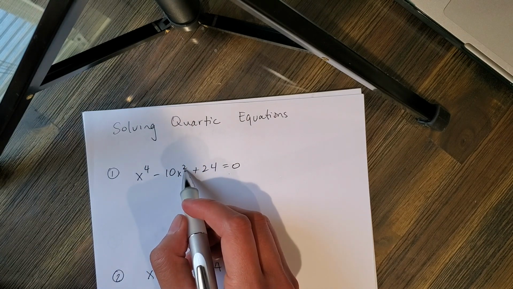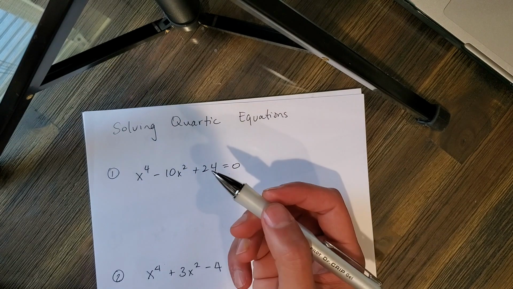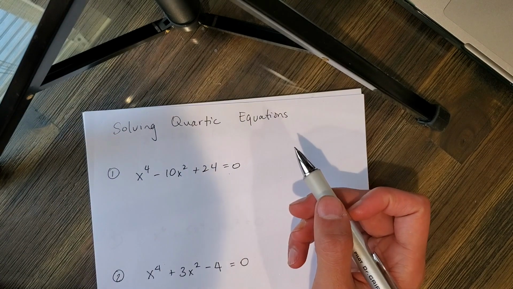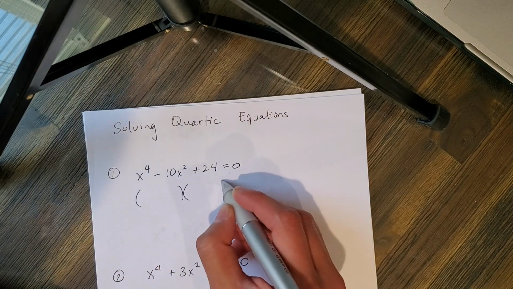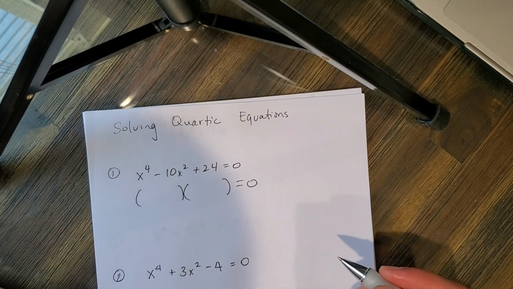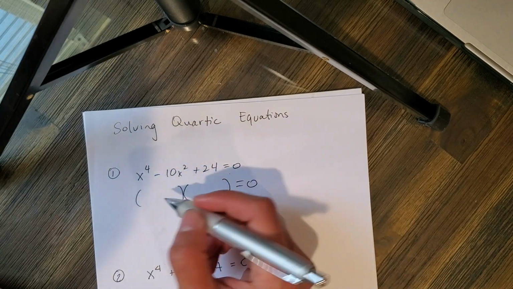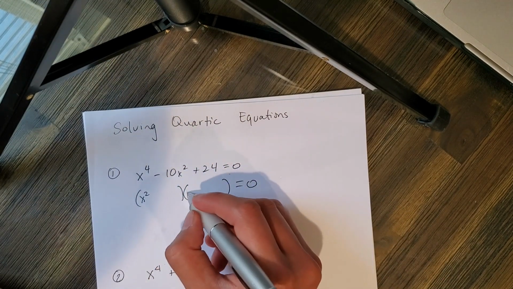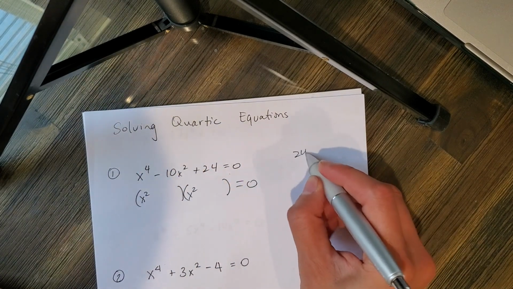If the middle term here is half of that one, then that means we can factor this using quadratic methods, okay? So for example, we're just going to go ahead and jump right in and factor it like we would do with the quadratic equation. So we're going to split this x to the 4 into x squared times x squared. And then we have 24 there.